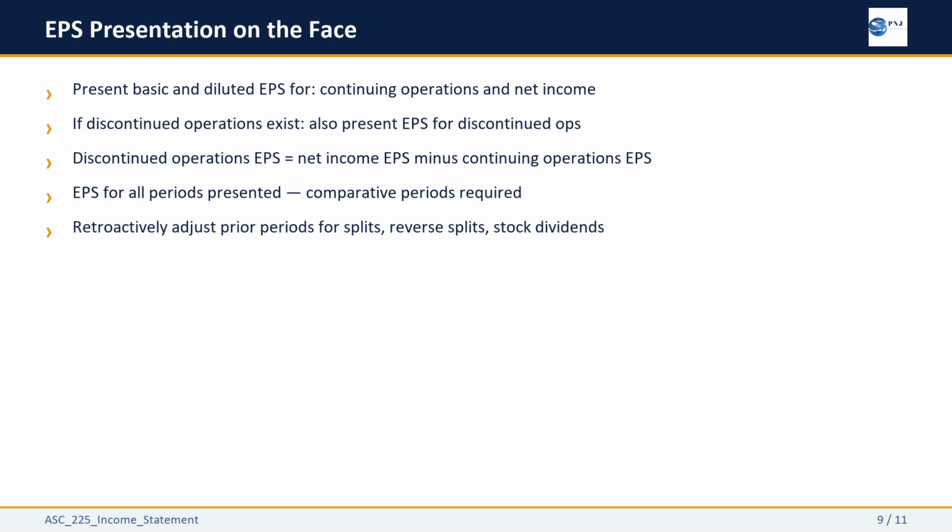What must actually appear on the face of the income statement? At minimum, basic and diluted EPS for income from continuing operations, and basic and diluted EPS for net income. If there are discontinued operations, EPS for discontinued operations must also be shown, though it is typically derived as the difference between net income EPS and continuing operations EPS. All of this must appear for every comparative period presented. And if there has been a stock split or reverse split since the prior period, EPS must be retroactively adjusted so the comparison remains meaningful.